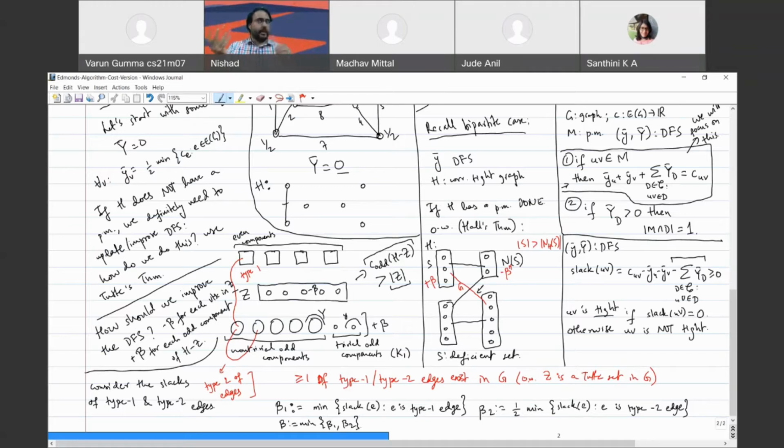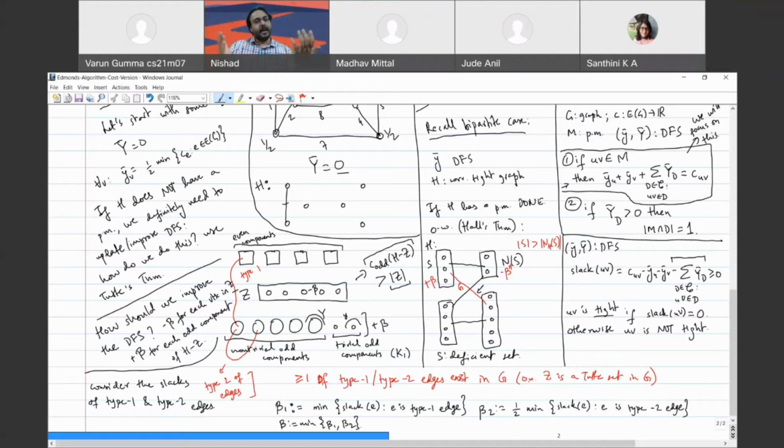I think this is something you might have proved on your assignment. The dual is bounded because the graph has a perfect matching. So there is a minimum cost perfect matching, and that is an upper bound on the dual anyways, right? So in a finite number of steps, you will reach a tight graph that has a perfect matching.